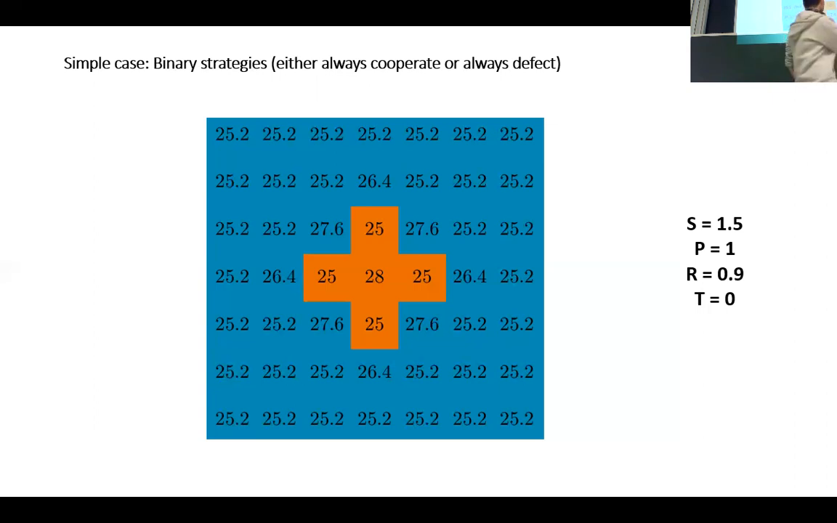3 neighbors, 3 cooperators, right? Is this correct? So it will get the same score, 3 times the same score from each of these 3 neighbors. If it plays with this agent, what will happen? The game is 7 rounds.